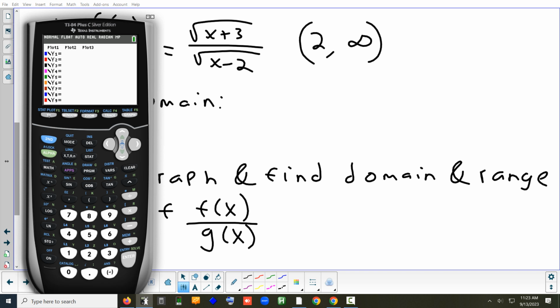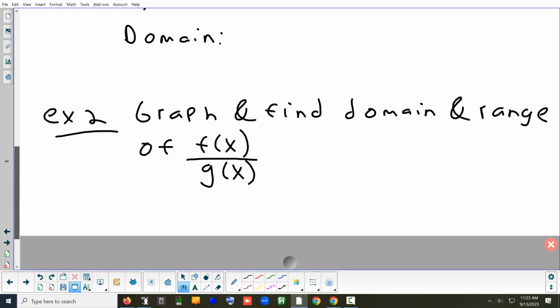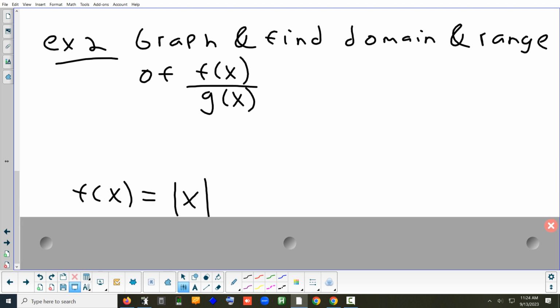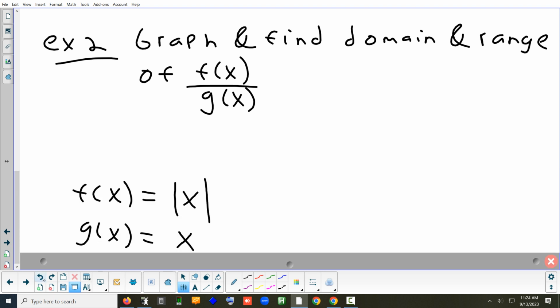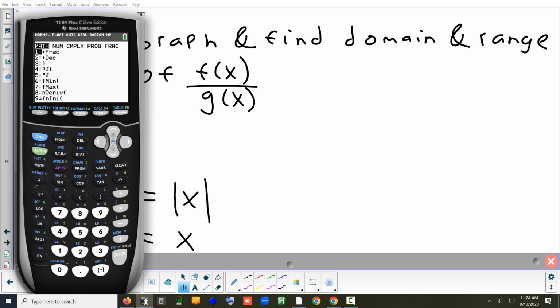So square root of x plus 3. Make sure you hit the right arrow now to get outside of that square root symbol, because now I want a new square root, and then x minus 2. So I don't know why I'm asking for the domain again, because I already did the domain, unless it's a different problem. Hold on. It's a different problem. Okay, so I'll take that back. Let's type this in instead. Absolute value of x.